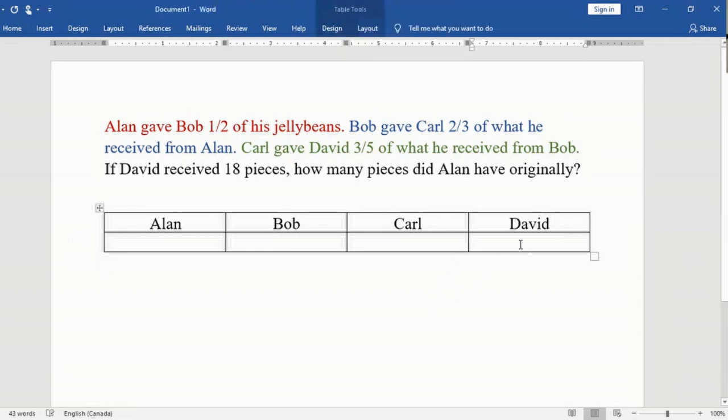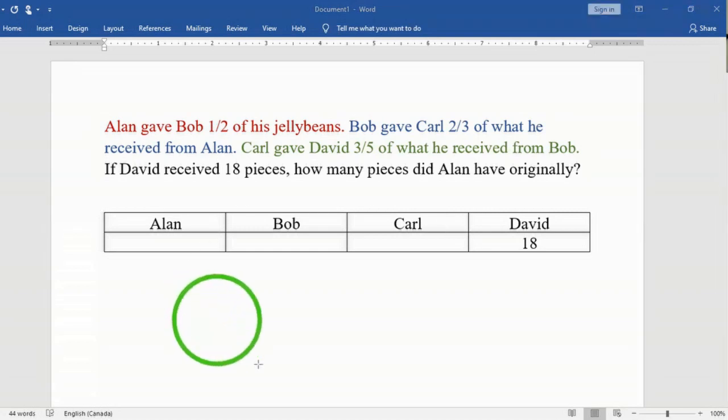There, it says David received 18 pieces. So we'll write 18. It also says Carl gave David 3/5 of what he received from Bob. So those 18 pieces must be 3/5 of what he received from Bob. Now we'll try to figure out how much he received from Bob. All of the fifths.